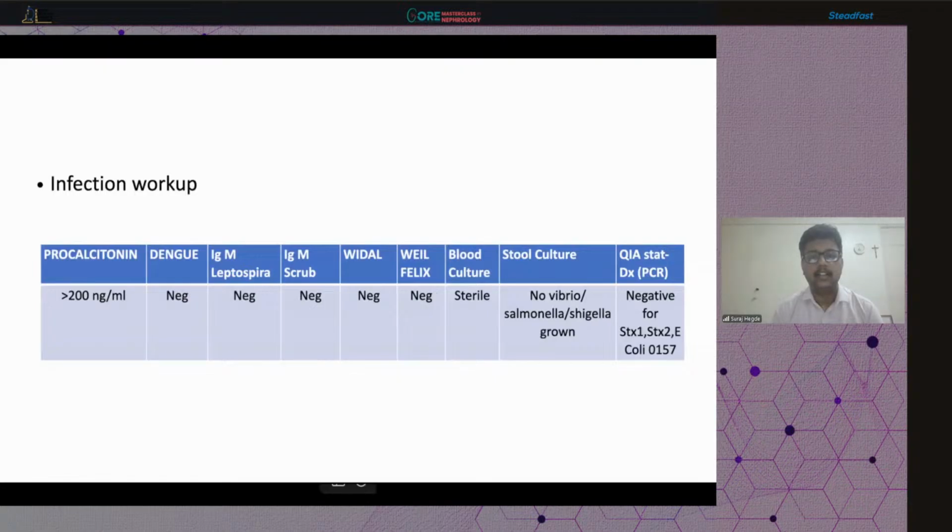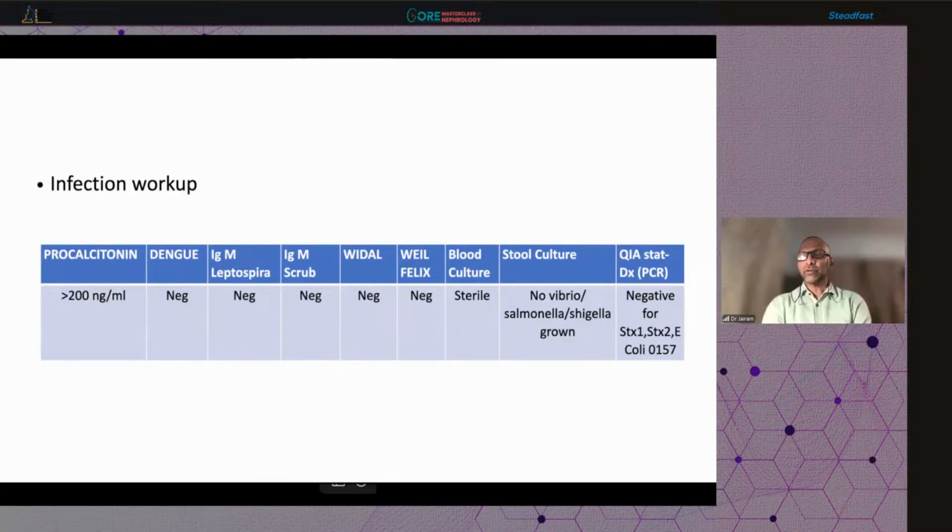Whereas other workup for tropical fever, like dengue serology, IgM leptospira, scrub typhus, Widal, and Weil-Felix, were all found to be negative. Blood culture was sterile, and stool culture did not grow Vibrio, Salmonella, or Shigella. Even stool for toxins, tested by PCR, was negative for Shiga toxin 1 and 2, and E. coli O157.